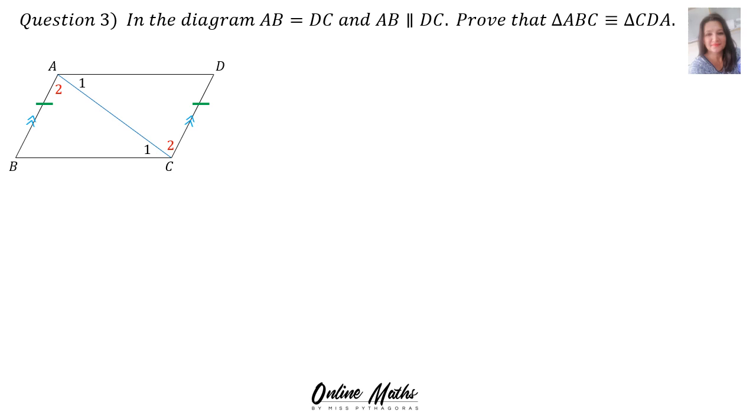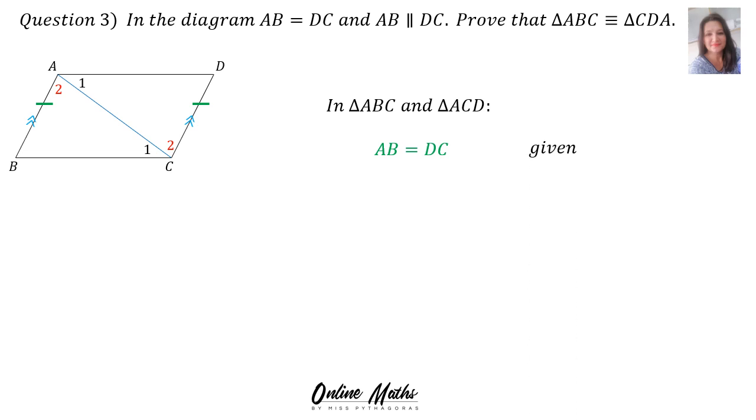Question 3. In the diagram, side AB is equal to side DC and AB is parallel to DC. Prove that triangle ABC is congruent to triangle CDA. Now we can start by saying in triangle ABC and triangle ACD, we find the following. Let's always go to what's given. Side AB was equal to DC, that's given.